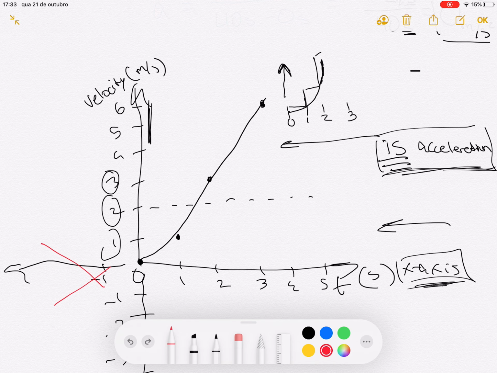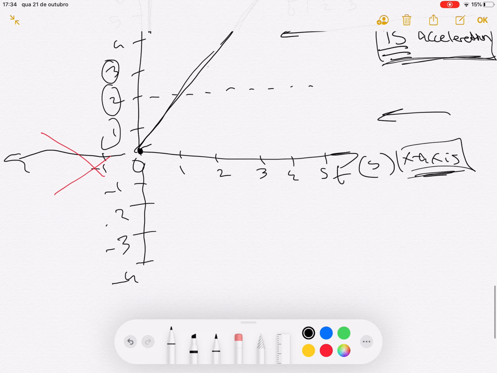Well, in this case, since the graph has a curved line, determining acceleration would be very hard. But let's imagine for a second that it's a straight line. So let's forget that it's a curved line. It's still going up. So the line is still going up, though it isn't really getting steeper, but there is still acceleration.